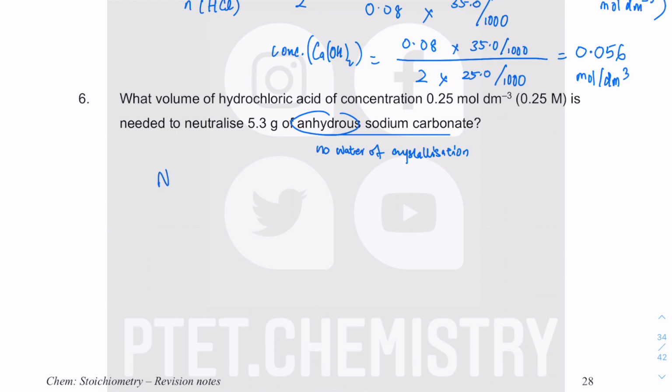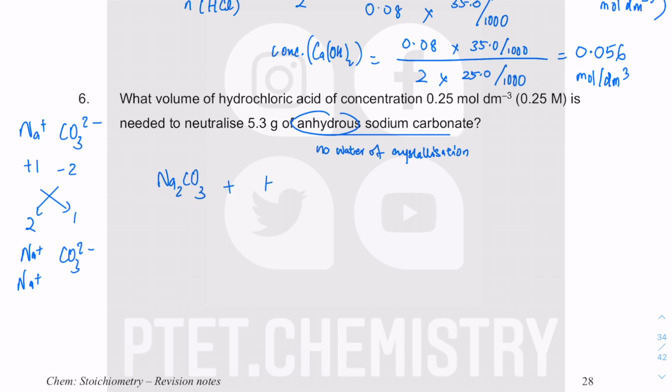So what we have is sodium carbonate. Sodium ion is Na+, carbonate ion is CO3 2-. So you just do the cross multiply where you bring down the value of the charges. The value of the charge there is 2, so it's 2. This means 2 of the Na+ and 1 of the CO3 2-. You get Na2CO3 as the formula for sodium carbonate, plus HCl.